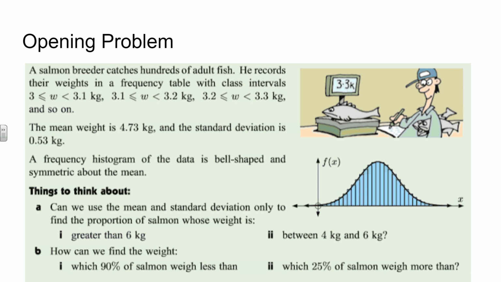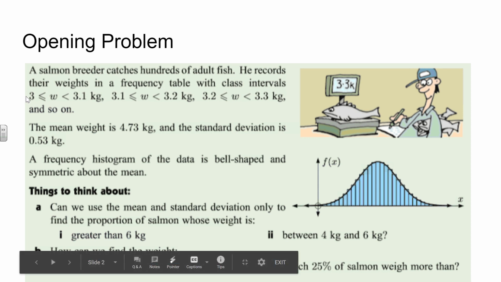So we can measure, we can weigh, we can time, we can do anything like that. And what that means is that the random variable can take any value in a given interval. So if we look at this example here, it says a salmon breeder catches hundreds of adult fish and he records their weights in a frequency table.